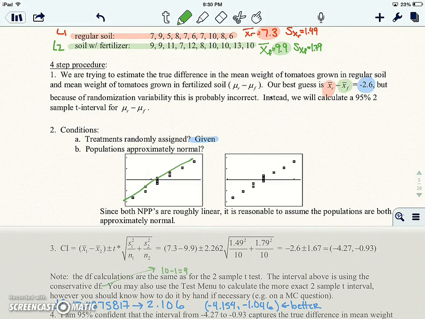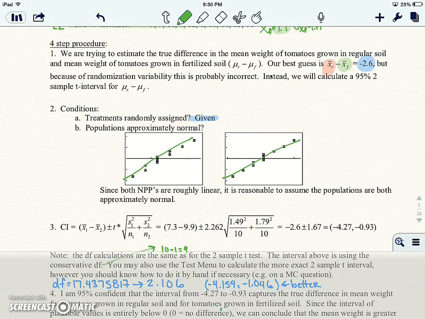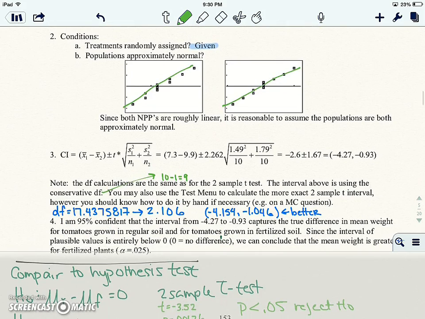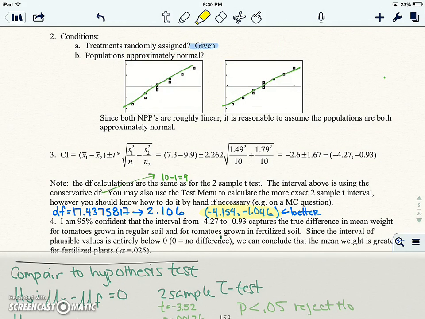Both of these are also approximately normal, so we can assume the populations are both approximately normal, which is nice. Now that we've checked our conditions, we'll go ahead and do our confidence interval. Notice this is the confidence interval, you may not have written down, that I got from the calculator with a degree of freedom of 17.43 and a t-value of 2.106.